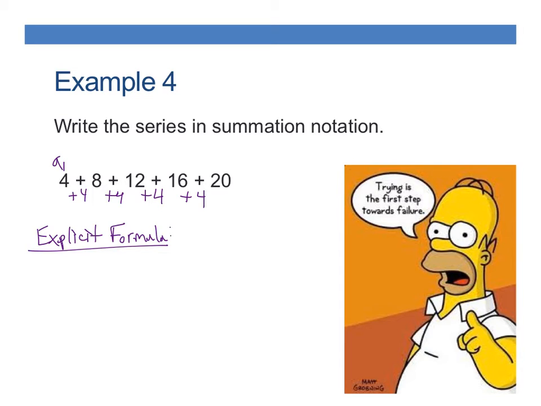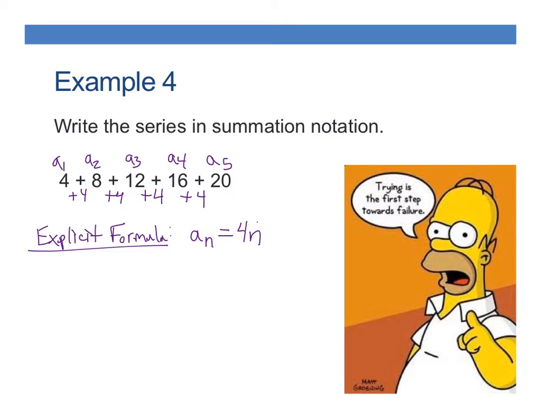Because remember, 4 is the first term, 8 is the second term, 12 is the third term, 16 is the fourth term, and 20 is the fifth term. So to get from term to term, we have to add 4 each time, giving me the explicit formula of a sub n equals 4n, because you are just doing 4 times whatever the term is.